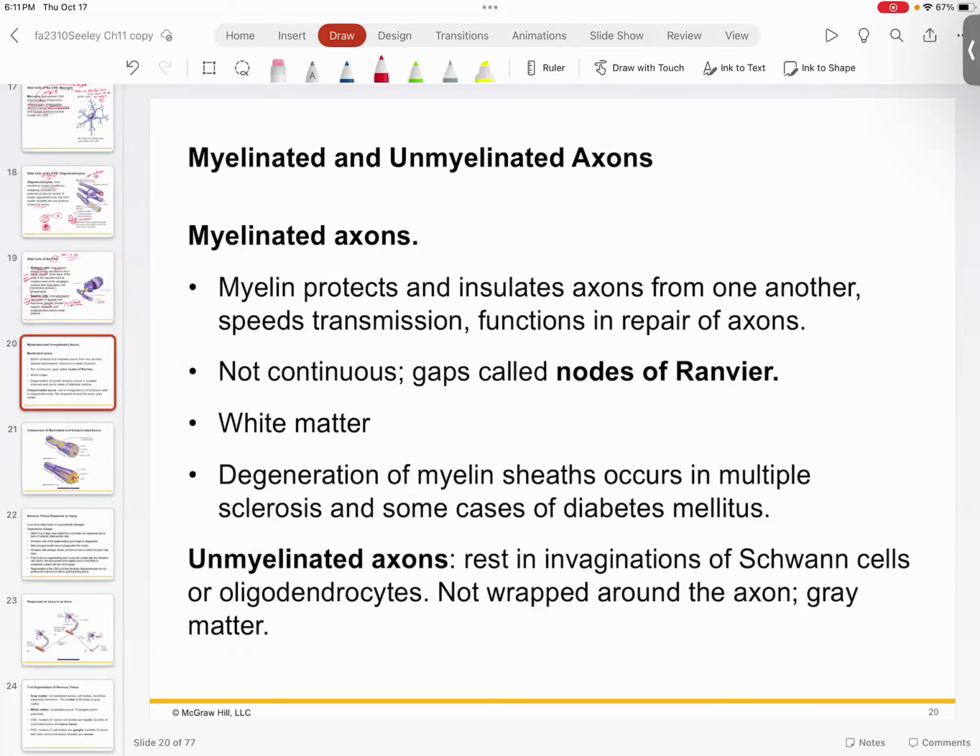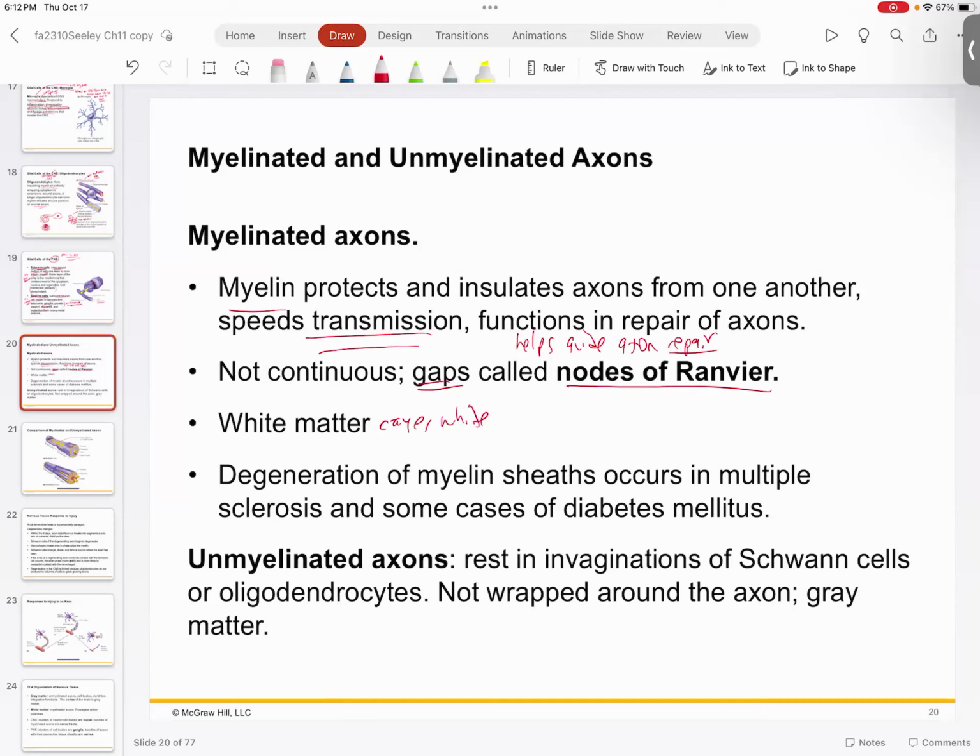Now, when we take a look at our axons, that sets us up for our two major types of axons, right? So we have our myelinated axons, which have this myelin sheath that protects and insulates the axons so that they can have fast transmission. They can also help guide axon repair. So if you damage a neuron, your axon, if your myelin sheath is still intact, it can help to guide the repair of axons to a certain degree. They oftentimes are not continuous. That means they have gaps, right? These gaps we mentioned before are the nodes of Ranvier, and this is what causes white matter.